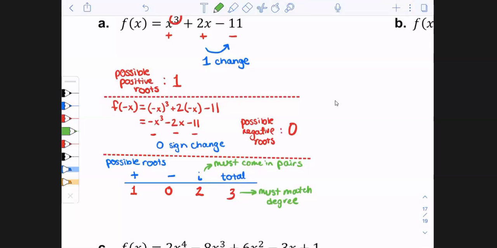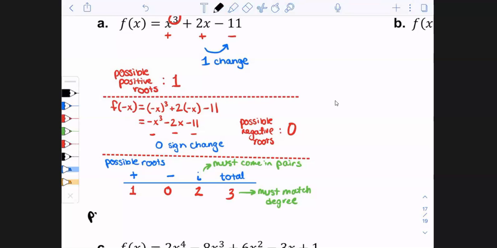So using this table then, we have that our final answer, how you'd put it in Go Formative, and this is going to look a little odd. I'm going to have to make sure I go through and double check everybody's answer. But your positive roots, you'll put positive, colon, 1, comma, negative, colon, 0, comma, imaginary, colon, 2.